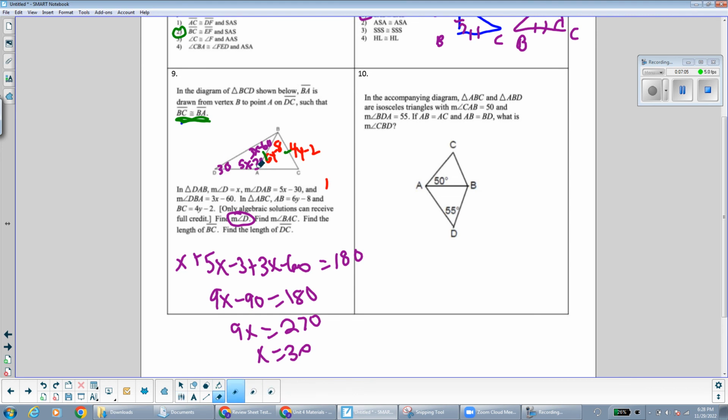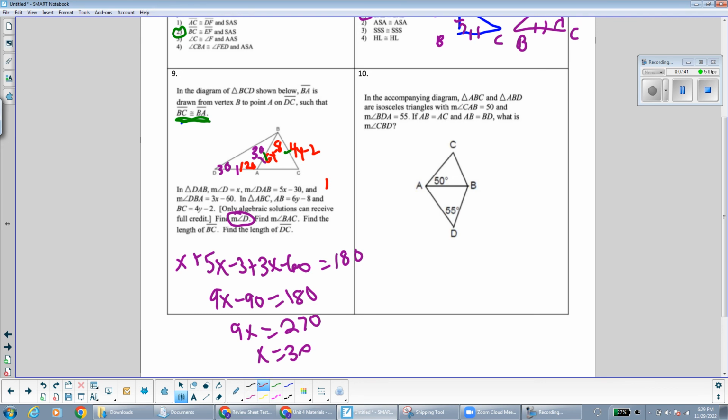Now I can plug in, and I can find DAB, which is the second question. So that was 5x minus 30. 5 times 30 is 150. Minus 30 is 120. And now I can plug in here, or I can use the fact that all three angles of a triangle add to 180 to see that the last angle has to be 30 as well. So I see that this triangle DAB has two equal angles. That means across from those equal angles, it has equal sides. So I'm just marking that so we can know that for later.